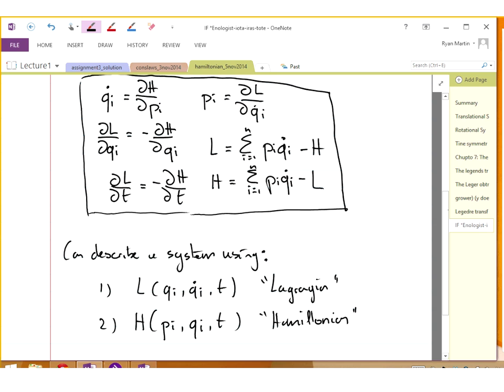Okay, well, next time we'll start from here, and we'll look at what are called Hamilton's canonical equations, which are the equivalent of the Euler-Lagrange equations. So they're the equations that give us the equations of motion.